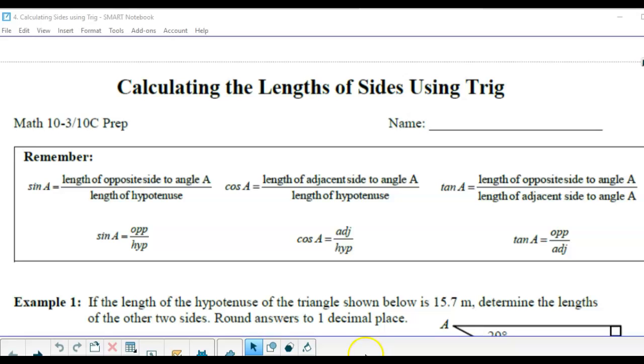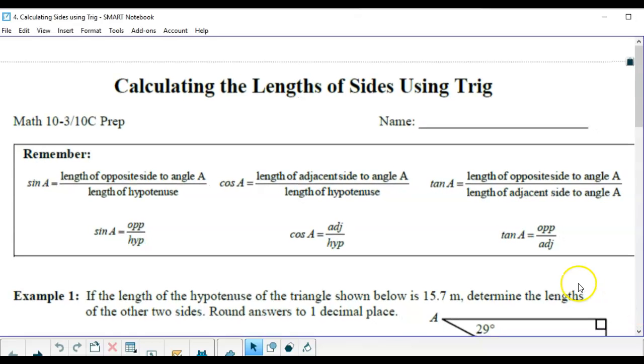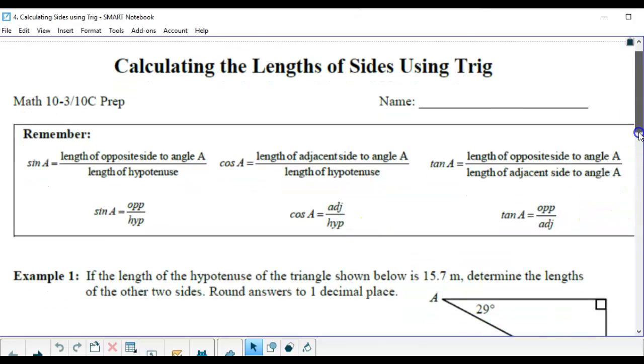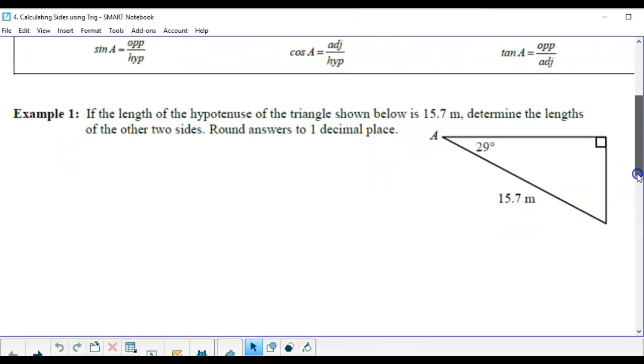Okay, so we're calculating lengths of sides using trig, a continuation of the last lesson. All of the ratios here are listed. You don't have to memorize them. They will all be on a formula sheet, and they're also on the back page of your workbook, but it is a good idea if you can remember them. Sine is opposite over hypotenuse, cosine is adjacent over hypotenuse, and tan is opposite over adjacent. So we're going to use those to answer some questions.